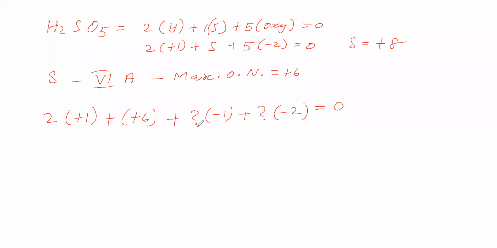One possibility: if we consider one peroxy linkage, here 2 oxygen atoms, here 3 oxygen atoms, totally 5 oxygen atoms. That's the trial and error method. One peroxy linkage contains 2 oxygen atoms. Out of 5, 2 oxygens are peroxide, remaining 3 here. As per this trial and error method, are you getting this sum equal to 0 or not, you see?